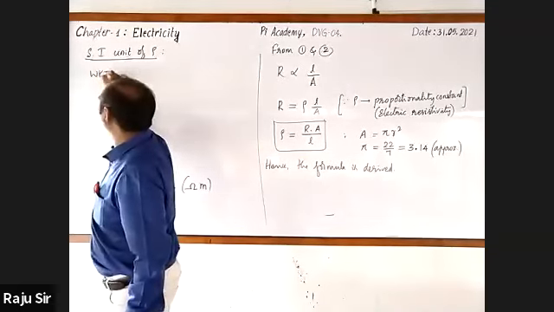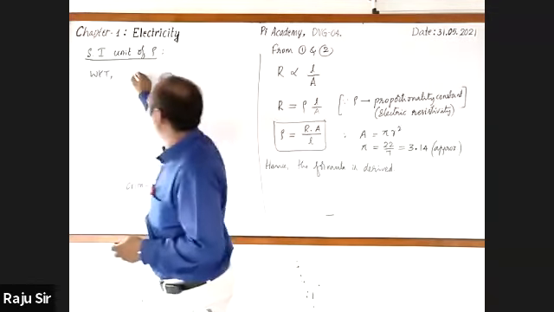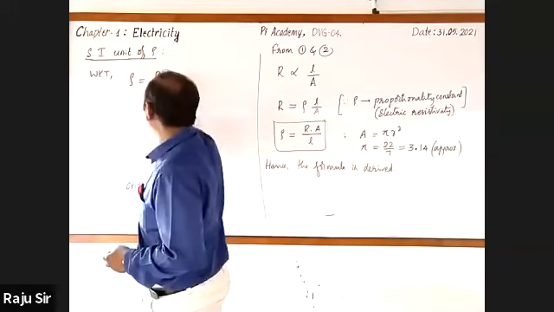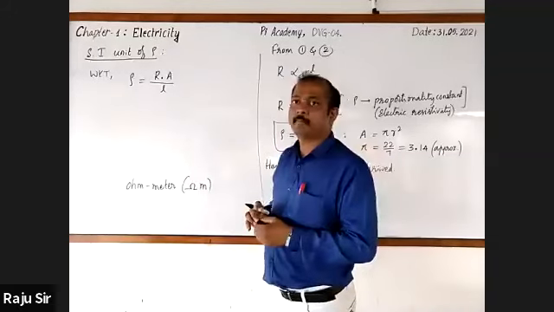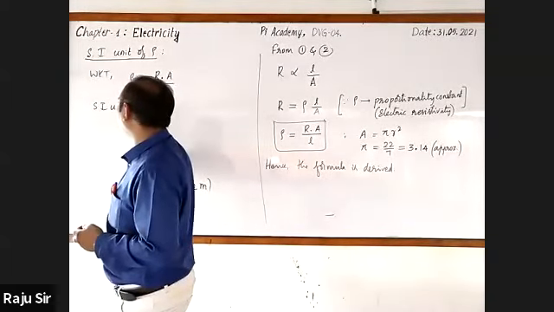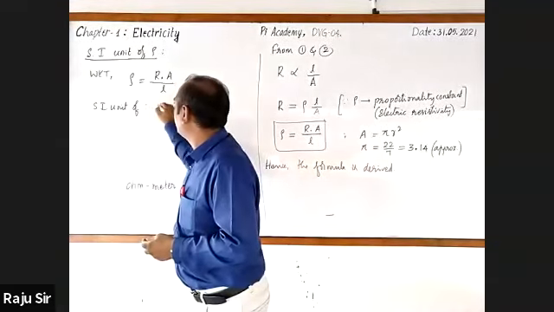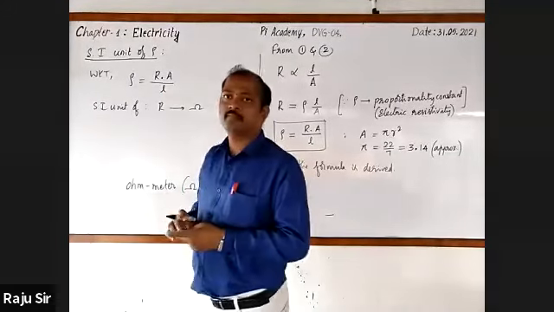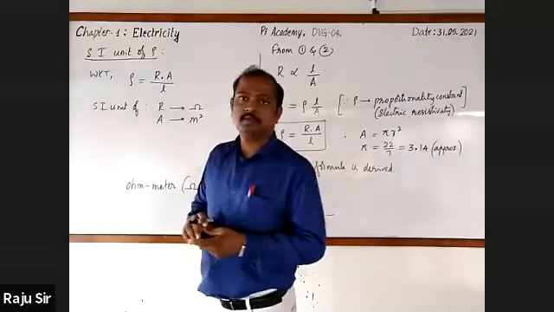Write the formula that we know to find out resistivity. Please copy. Rho is equal to R into A by L. Then you all know the SI unit of R. Please go and write it. R is ohm, that is resistance is ohm. Area is meter square. Length is meter.